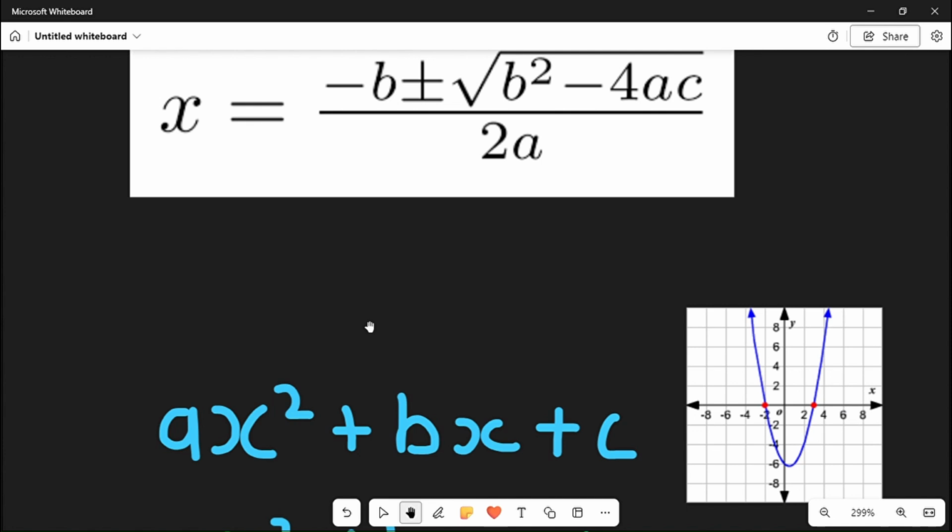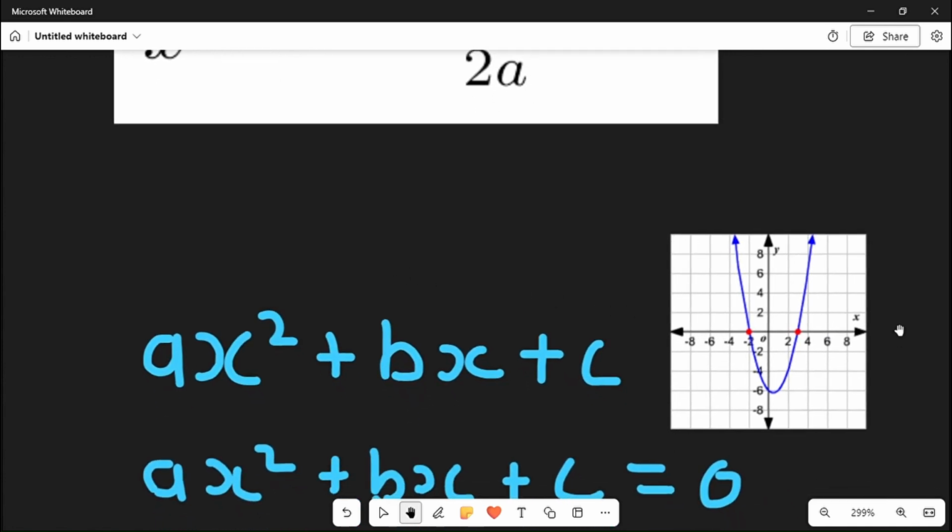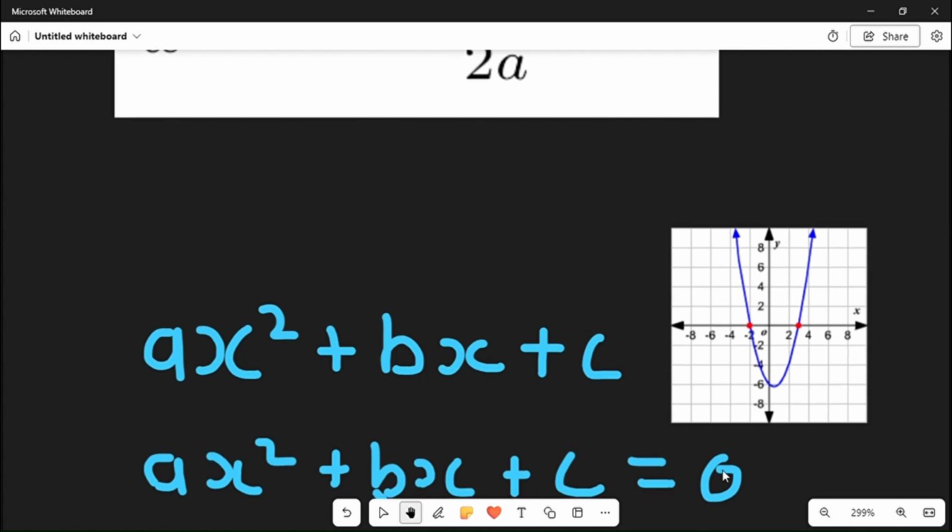Now, what the quadratic formula does is it allows us to find the x-intercepts. The x-intercepts are the points where the graph intercepts with the x-axis, hence why it's called the x-intercept. At this point, y is equal to 0. So when the graph touches the x-axis, y is equal to 0, so to find the x-intercepts, we let y equal 0.